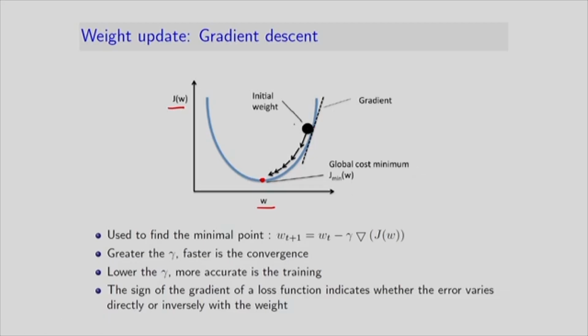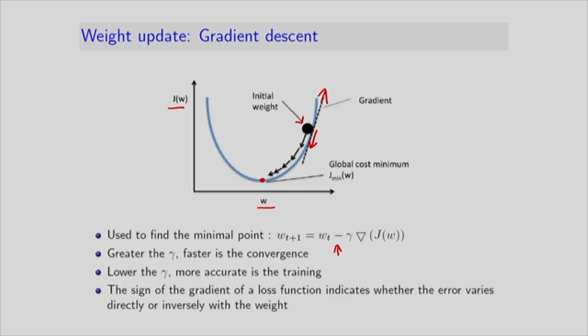Suppose this is my initial weight, and if I take the gradient at this point, it will be in this direction, that will be the direction of the gradient. But to get the minimum I have to move in the opposite direction of the gradient. That is why there is this minus sign. So I am moving in the negative direction of the gradient, and this gamma is nothing but the learning rate.